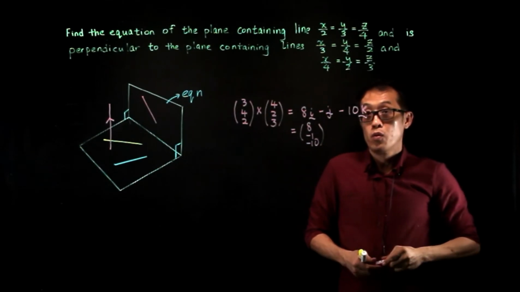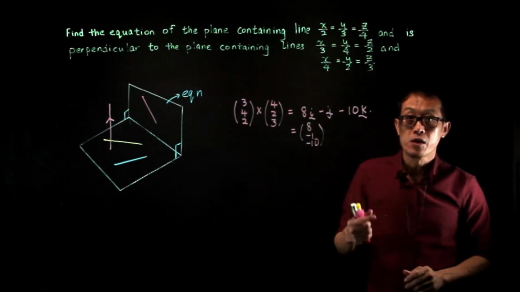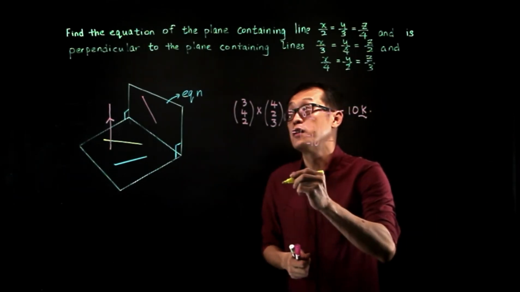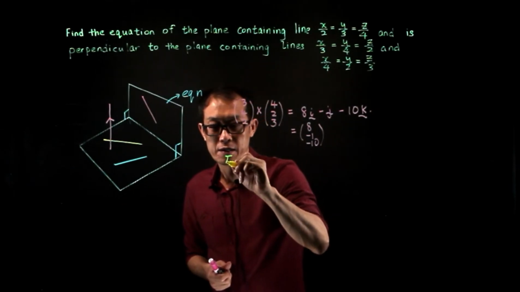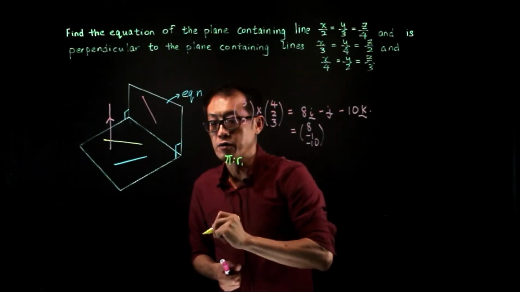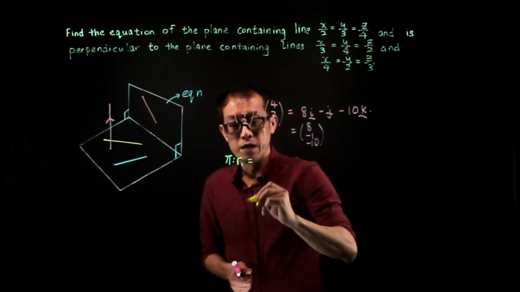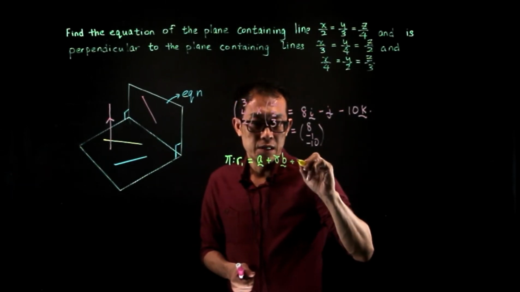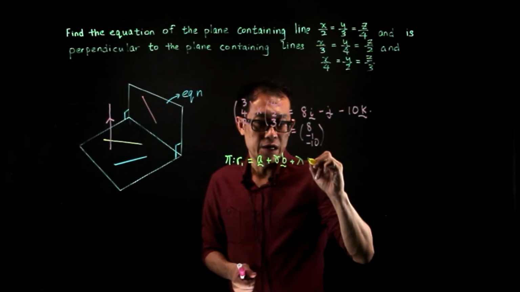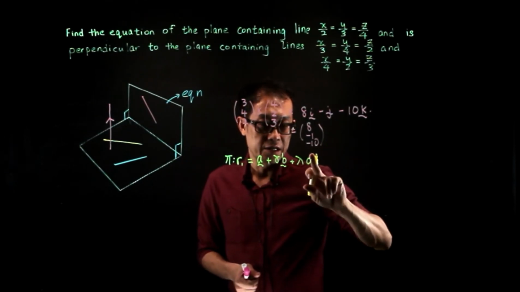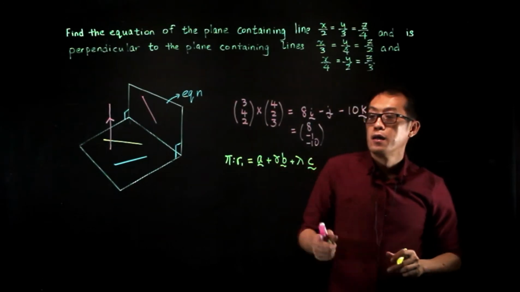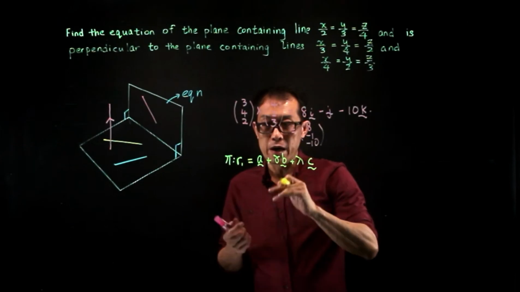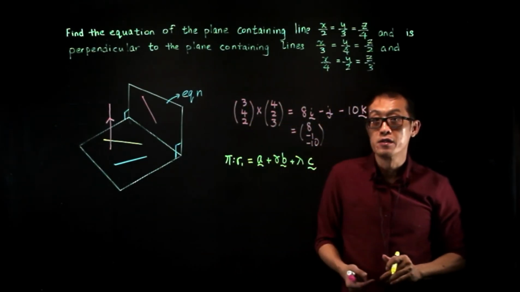Now if you want to write the equation in a vector equation of the plane, you are almost there already. So the plane, let's say we call it pi 1, will be equals to A plus lambda B plus mu C. Now, this A is a point that is on the plane. And these are two vectors that are parallel to the plane. That is the vector equation of a plane.